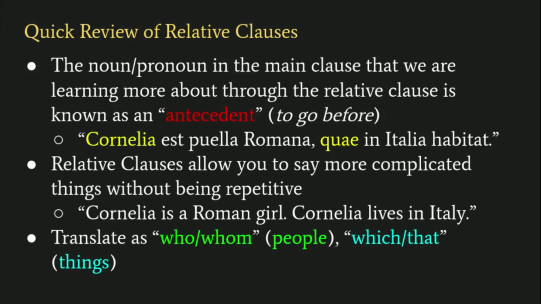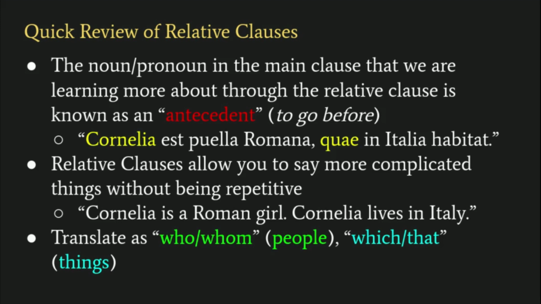Right? And the idea of relative clauses is they let you say things that are more complicated in your sentences. It avoids repetition. So if I didn't use a relative pronoun here, or a relative clause, I'd have to say, "Cornelia is a Roman girl, Cornelia lives in Italy." It's repetitive and it's short, choppy sentences. It's not as good, right? So we want to make it a little more complicated by saying Cornelia is a Roman girl who lives in Italy. I'm basically replacing the name Cornelia with a relative pronoun, right? Who? It's referring to Cornelia.